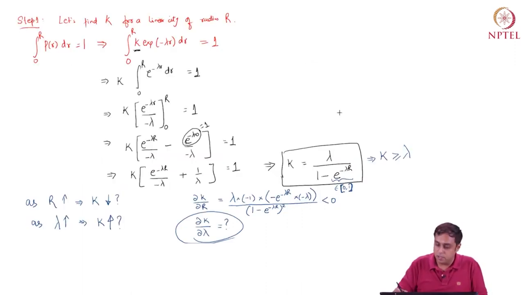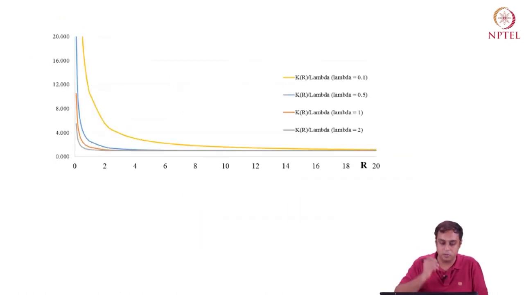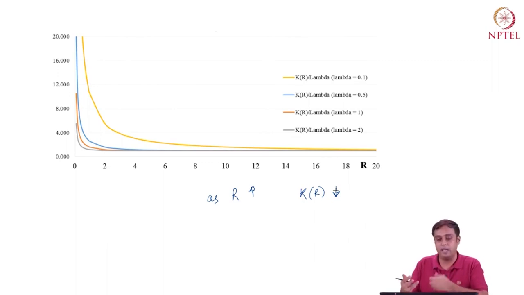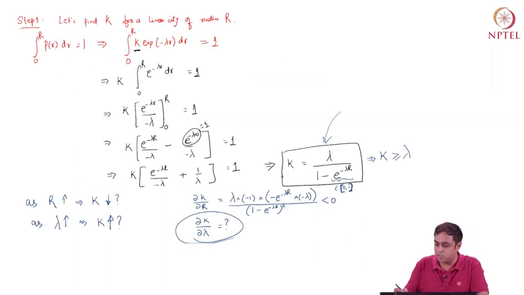Now, we want to understand about K. That is the next step. So, let us look at it. This is K of r over lambda. Lambda is fixed at different values, and what I am showing you here is that as r increases, k of r is going to fall down, right. And it's happening at an exponential rate, which is not surprising because if you look at the formulation of k, it has r as part of an exponential function, right. So that's an analysis of this normalizing coefficient k.